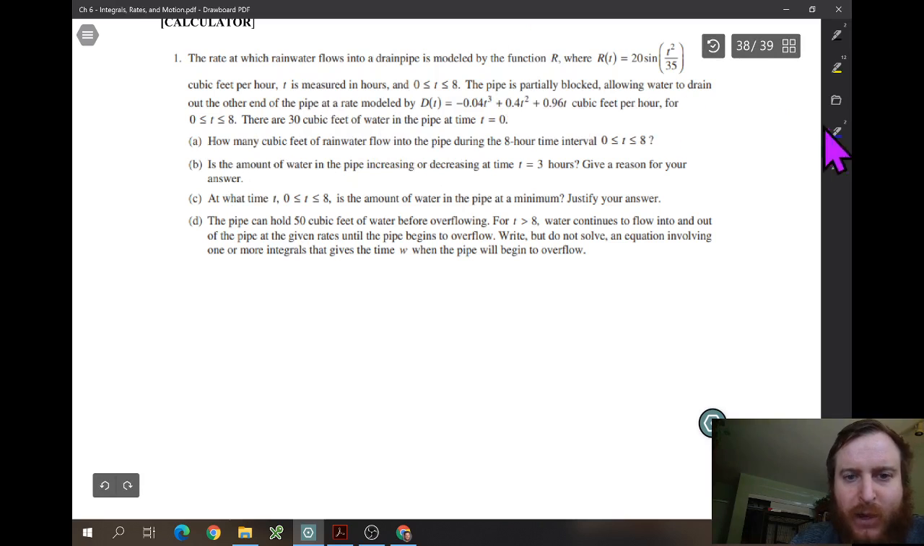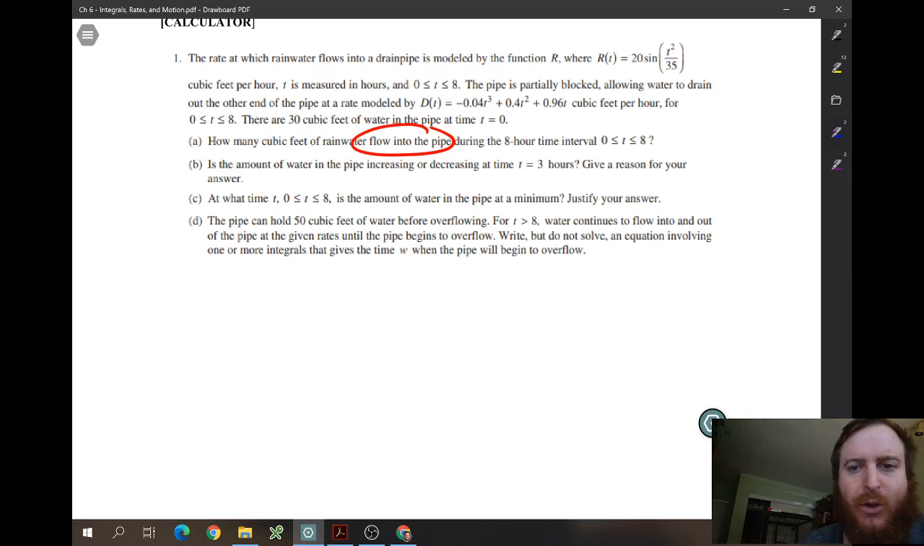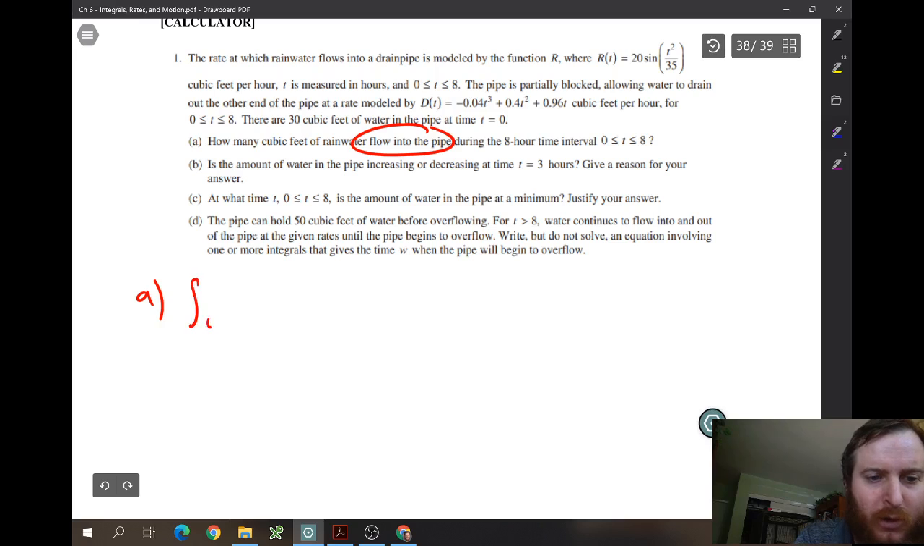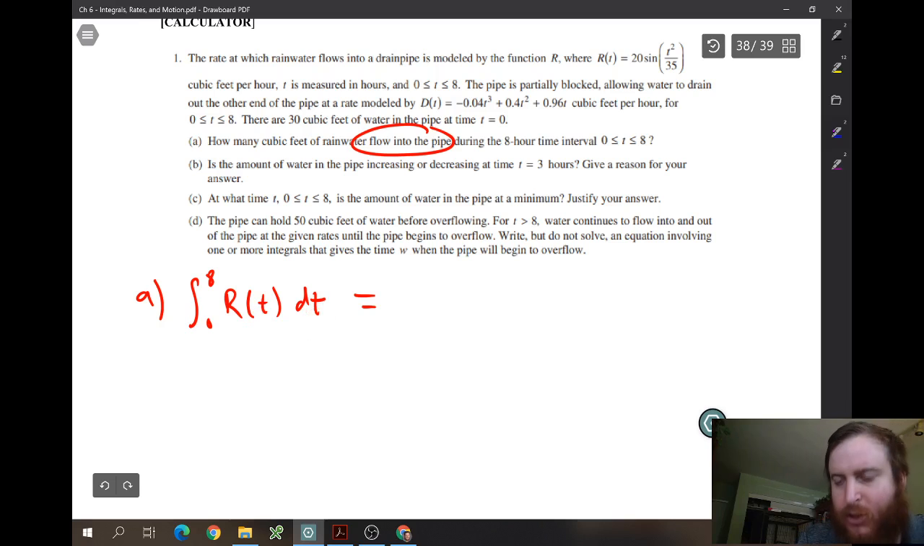Okay, so this one's a rate. How many cubic feet of rainwater just flow into the pipe? I want to talk about that. Just going into. We don't care about the rate out. We don't care about our initial. We just want the amount that went in. So for A, that's just the integral from 0 to 8 of the rate in, in this case R of t. Right, so you're just going to write that. Make sure you write that down so that they know where you got your answer from. And you should get something around 76.570.